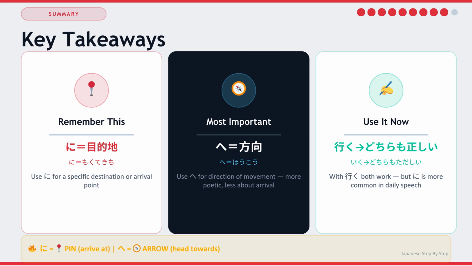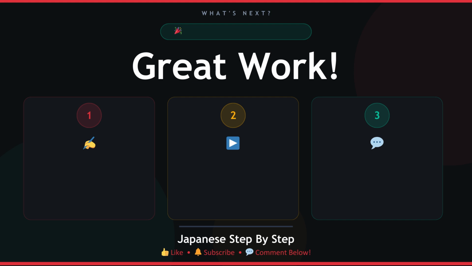You just completed the hardest part of this lesson. The concept is clear. The rule is locked in. One more slide and you're done. Let's finish strong. This lesson is done. You now know all core Japanese particles.